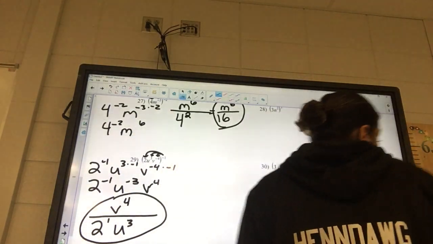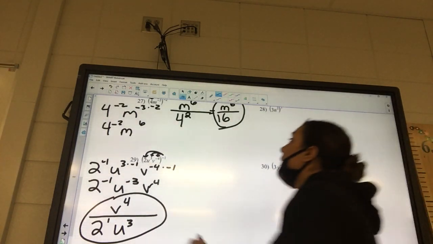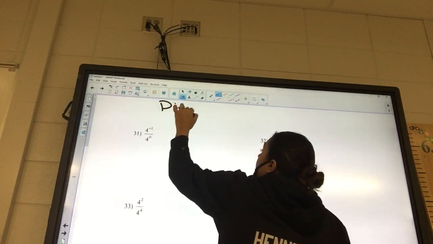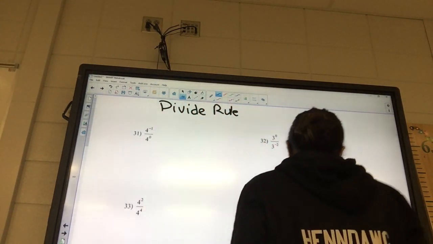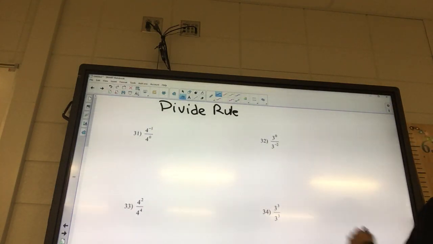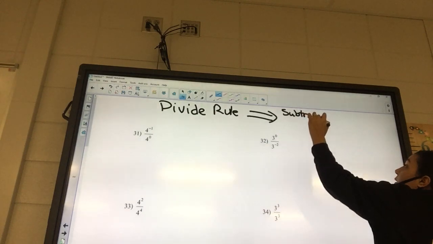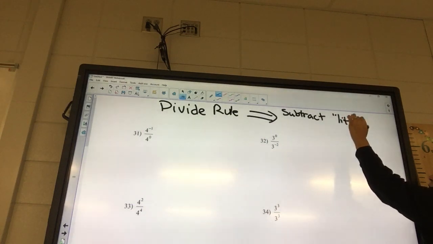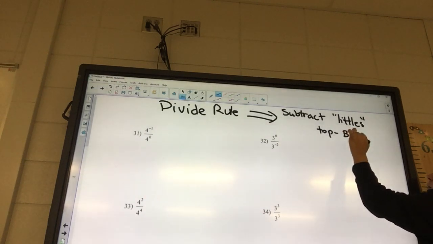Okay, the last page is the division rule, or the divide rule. Okay, and what do we do for the divide rule? Anybody remember? You subtract the littles. Okay, and it's always top minus the bottom.